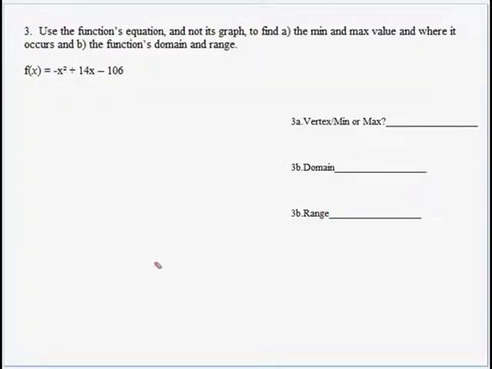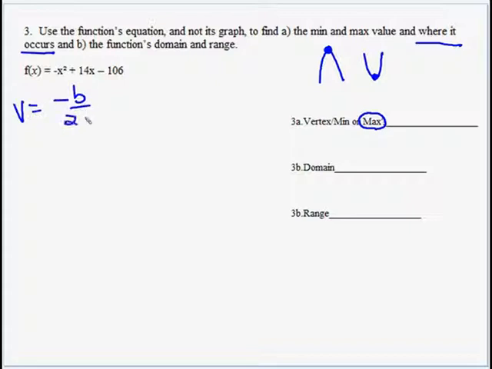All right, having fun. Here it just says use the equation, not the graph. Find the min and max value and where it occurs, and the function's domain and range. Well, remember, in a parabola, they either open down or up. If it opens down, we have a max value. If it opens up, we have a min. So let's see here. This parabola is -x², so it's going to open down. We are going to have a max value then. And where does it occur? Well, it occurs at the vertex. We have to find the vertex.